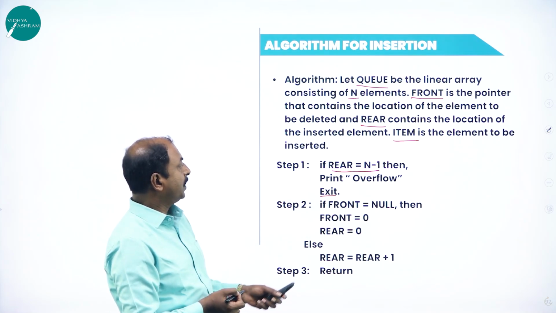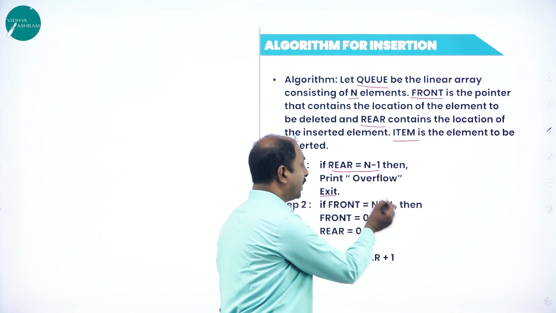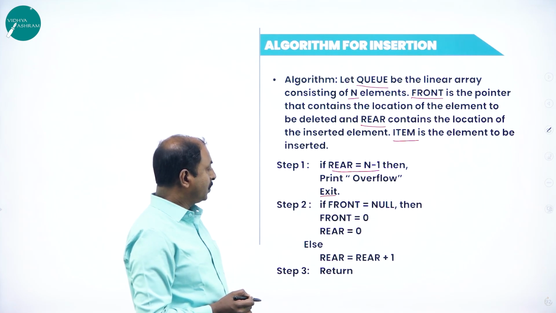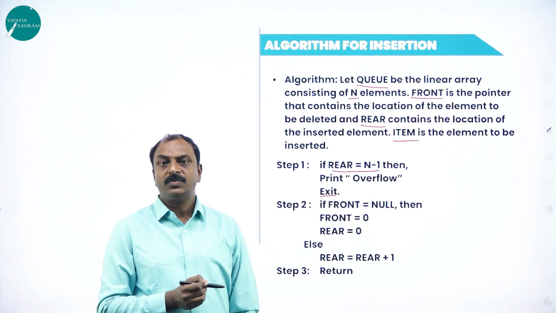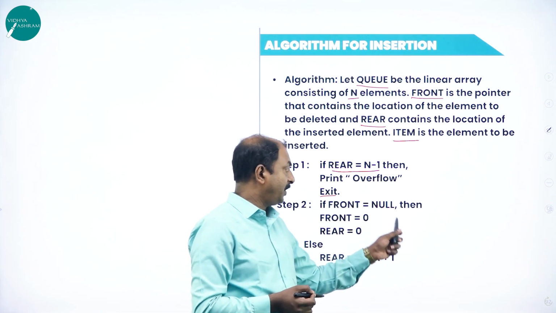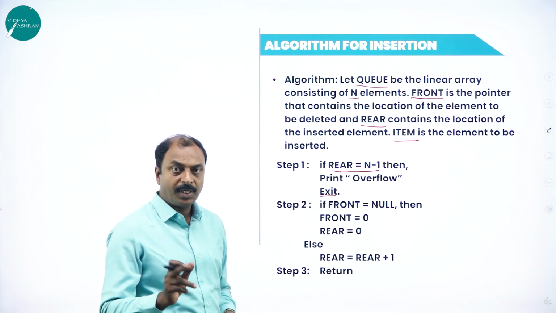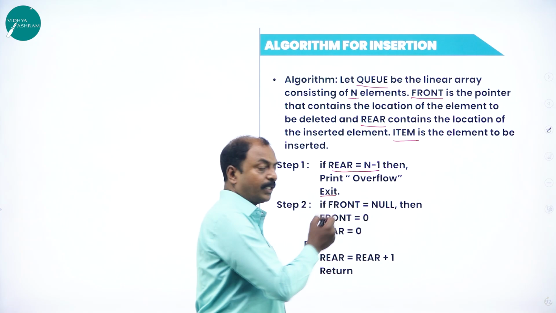Now step 2, if condition fails. Step 2 is: if front equals null, then front equals 0, rear equals 0. So what is the meaning of this? Front equal to null means it is an empty queue. So when the queue is empty, front and rear pointers point to 0.